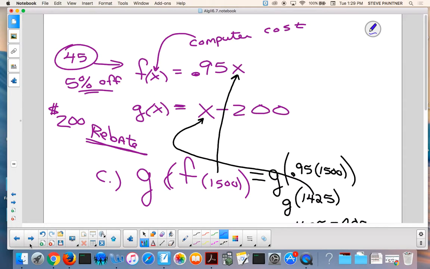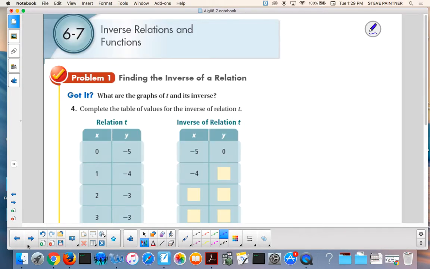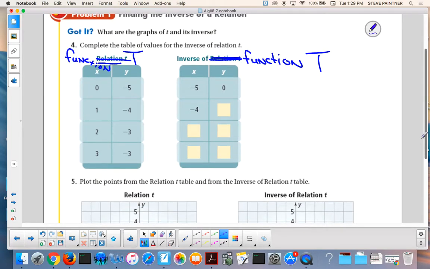Okay, now go back here, right here. And now we're going to look at these two tables, and we're going to call this one relation T. By the way, relation just means a bunch of ordered pairs. I'm going to call it function T. And I'm going to call this one inverse of function T. Okay? And now what they're doing is they're telling you function T is this table, where inverse function T is this table, and they're leaving a bunch of blanks for you. Well, now that I already showed you, you should know the blanks, right? 0, -5, -5, 0. 1, -4.